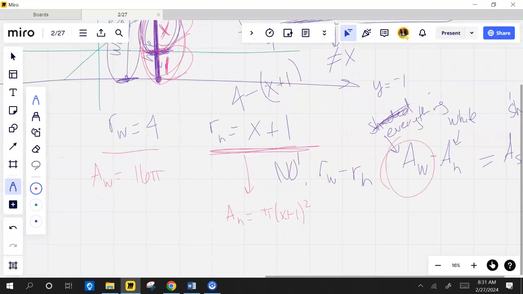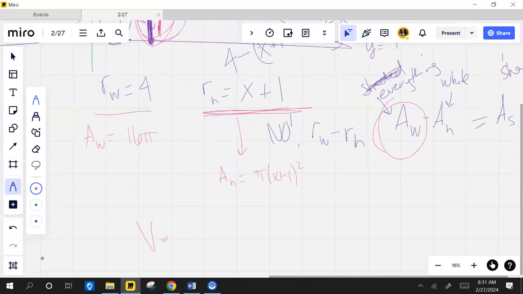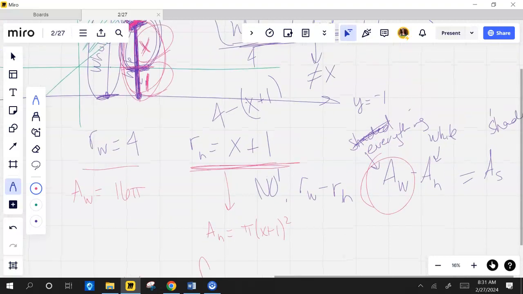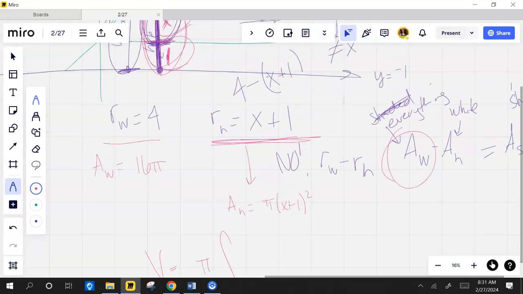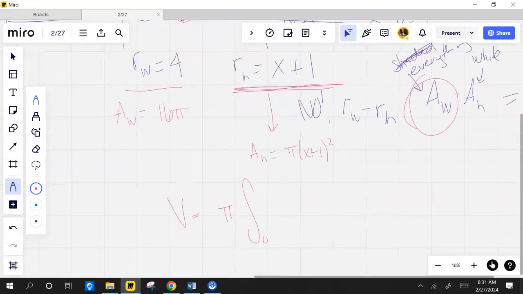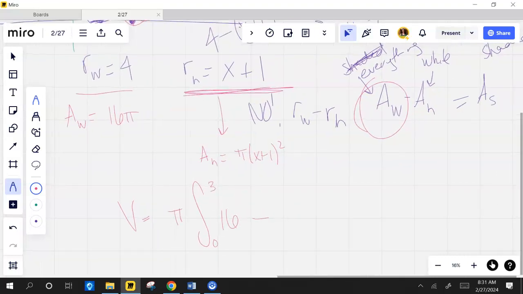So now I do everything, and this is where I'm doing my volume, right? I'm going to pull that pi out. This is in terms of x, so I'm still going from 0 to 3, and I'm doing area of the entire thing, which is 16, minus the area of the white space hole, which is x plus 1.